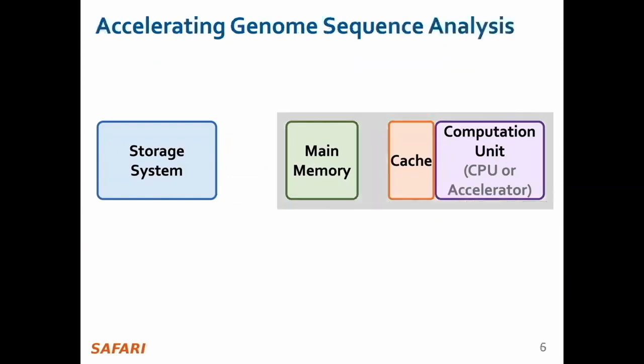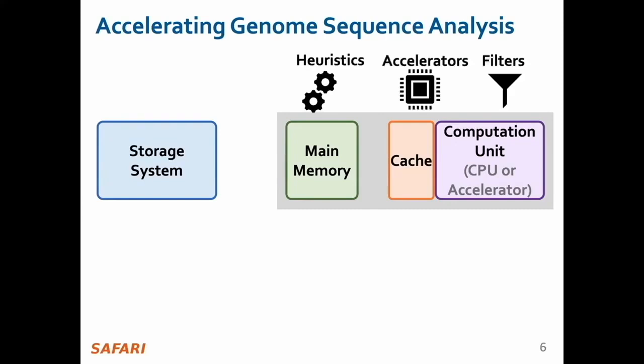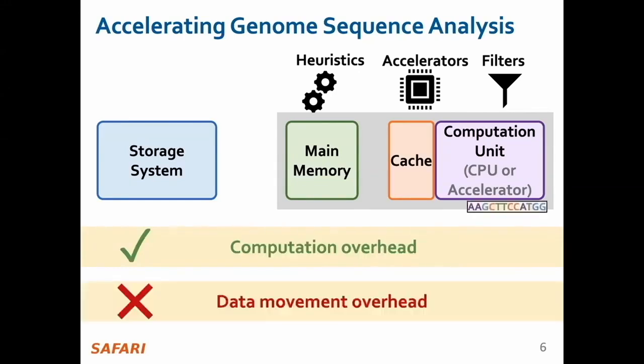There has been significant effort into improving read mapping performance through efficient heuristics, hardware accelerators, and various filters that prune reads that would not require this expensive computation. And by now in the class, you've learned about many of these approaches. While these approaches effectively reduce the computation overhead in read mapping, none of them alleviate the data movement overhead from storage, whose impact becomes even larger when the computation overhead gets alleviated.